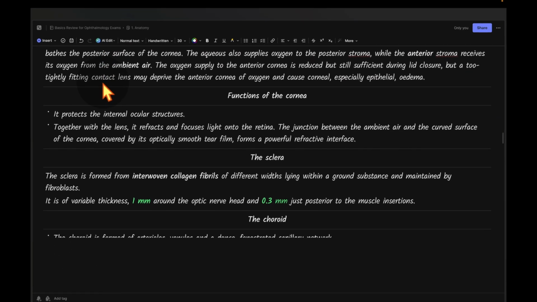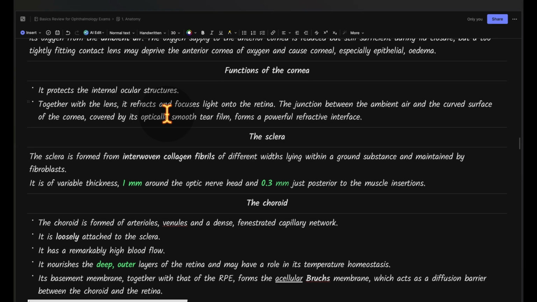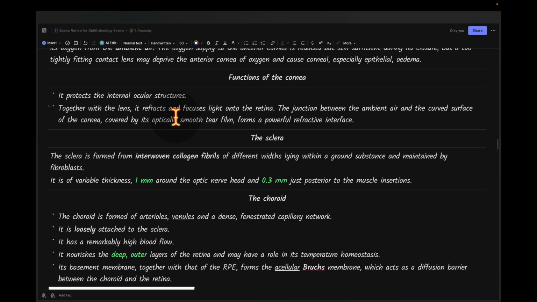What's the function of the cornea? It protects the internal ocular structures, and together with the lens, it refracts and focuses light onto the retina. The junction between the ambient air and the curved surface of the cornea, covered by its optically smooth tear film, all combine together to form a powerful refractive interface.